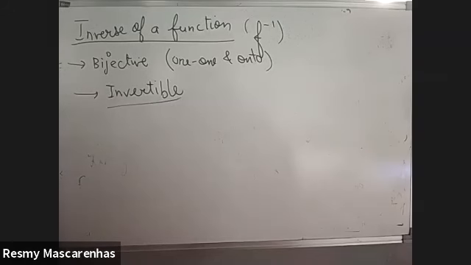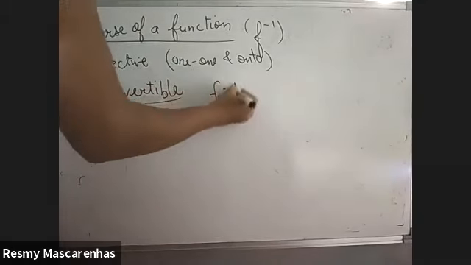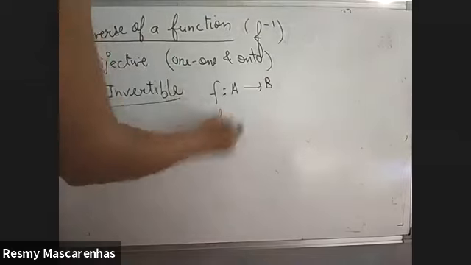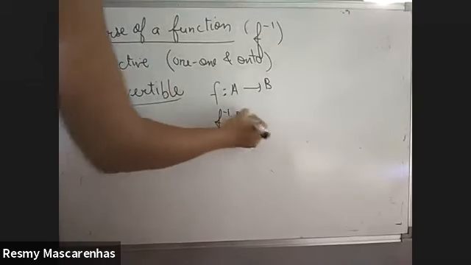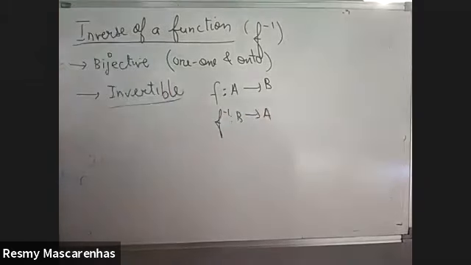I've given it as a note: if the inverse of a function exists, meaning you are able to find the inverse, then the function is said to be invertible. Normally a function goes from A to B. Inverse means it will be B to A, the reverse. Nobody will ask you the definition. Straight away, we'll start with the problems.